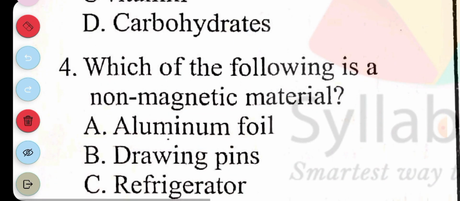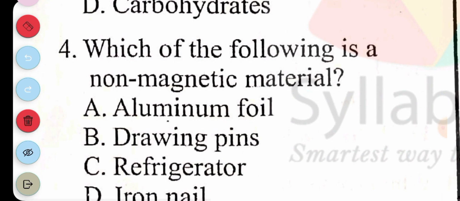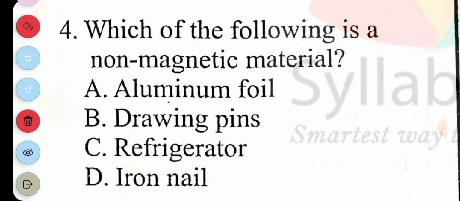Question number four. Which of the following is a non-magnetic material? A, aluminum foil; B, drawing pin; C, refrigerator; D, iron nail. So the correct answer to this is A, aluminum foil. When it comes to magnetic materials, we have cobalt, iron, and nickel. And aluminum isn't a part.